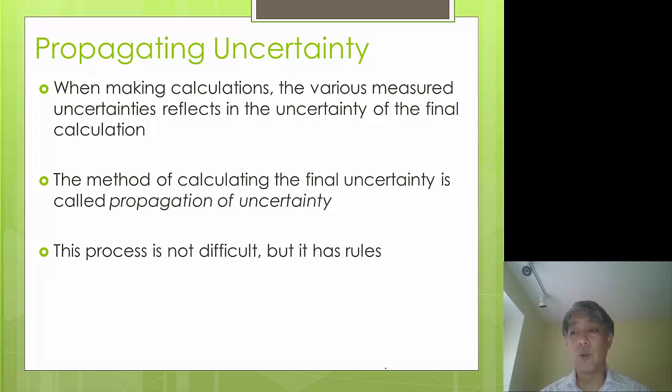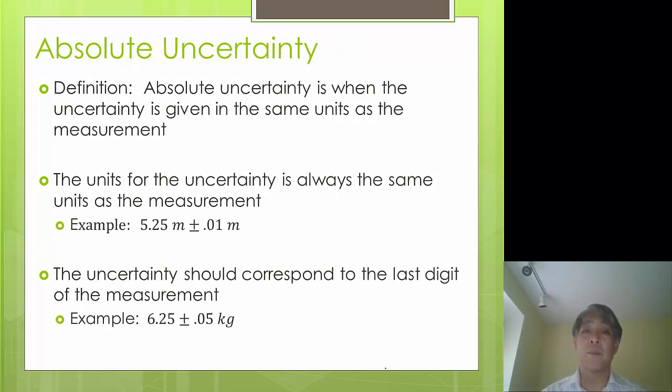Okay, and there are basically a few rules associated with propagating uncertainty. First, we have to deal with a couple of definitions. The first definition is absolute uncertainty. This is the standard uncertainty that we're used to. Okay, both your measurement and your uncertainty have the same units. So it's 5.25 meters plus or minus 0.01 meters. Okay, don't say 5.25 meters plus or minus 1 centimeter. Yes, it's the same thing, but always keep them at the same unit.